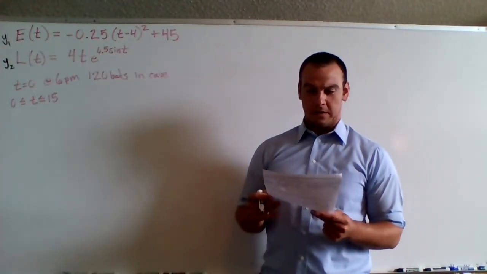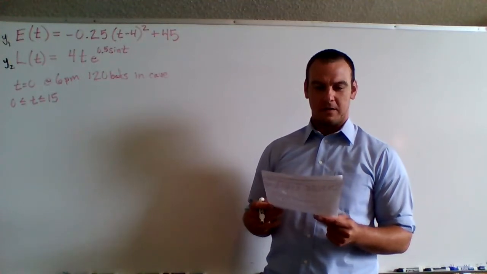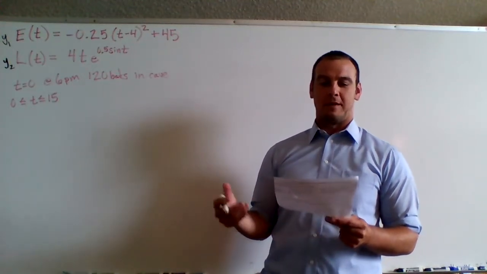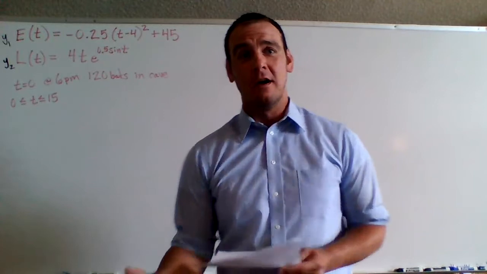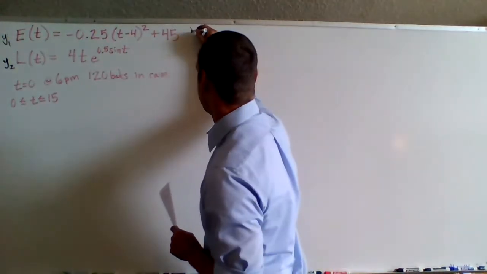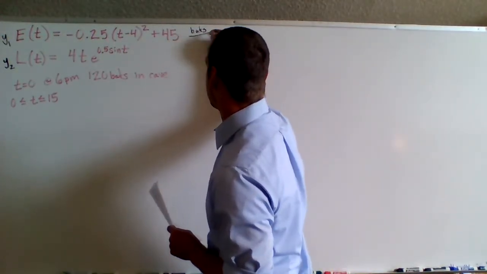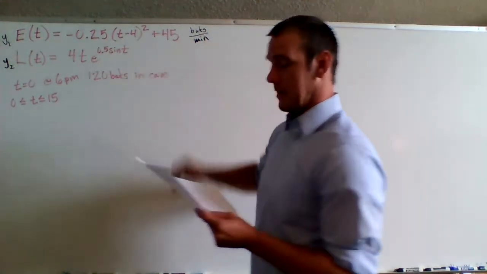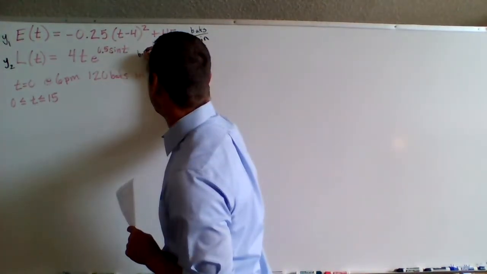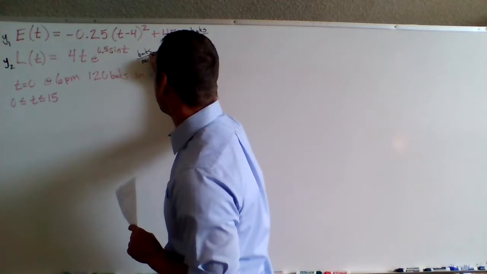Both of these, it doesn't really say it, but if bats are entering the cave, wouldn't that be bats per minute? It does say it. Both functions are measured in bats per minute. Oh, I just gotta keep reading, huh? Yeah, just keep reading. And time t is measured in minutes after 6 p.m.